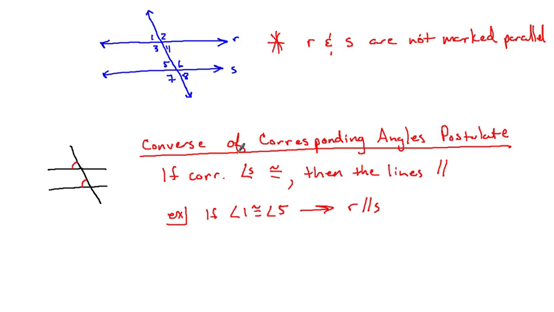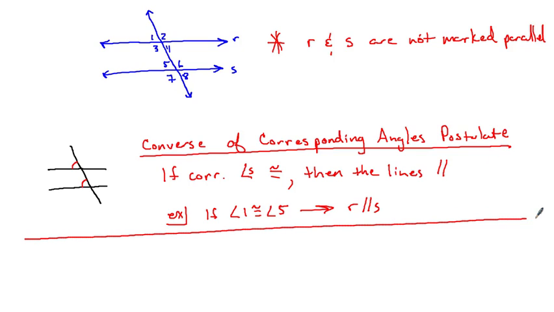So the converse is used when we're trying to say the lines are parallel because of the angles. If we already knew the lines were parallel and we were going to say the angles are congruent, then we don't use the converse, we use the original postulate. So we're going to do an example of the other 4 now.